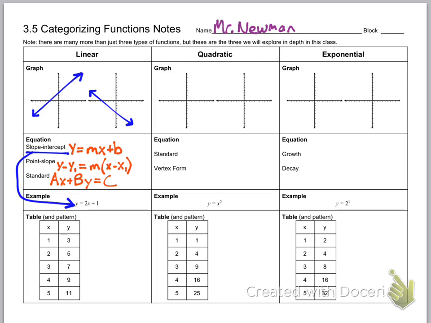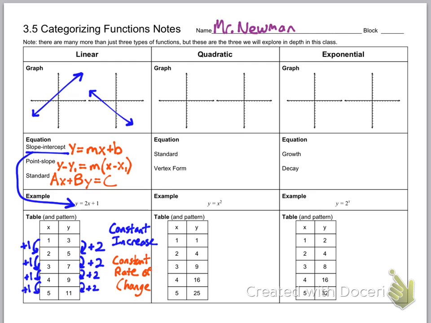Now, looking at this table, there's a pattern here. Every time the x, or the input, increases by 1, the output increases by the same amount. So a constant change in x will mean a constant change in y. So we'll go up by 2, up by 2, up by 2. This is either a constant increase or a constant decrease, and it's known as a constant rate of change. That is a characteristic of a linear function: the table has a constant rate of change. And if it goes up by a different number on the left, it might go up by a different number on the right, but the rate will stay the same.